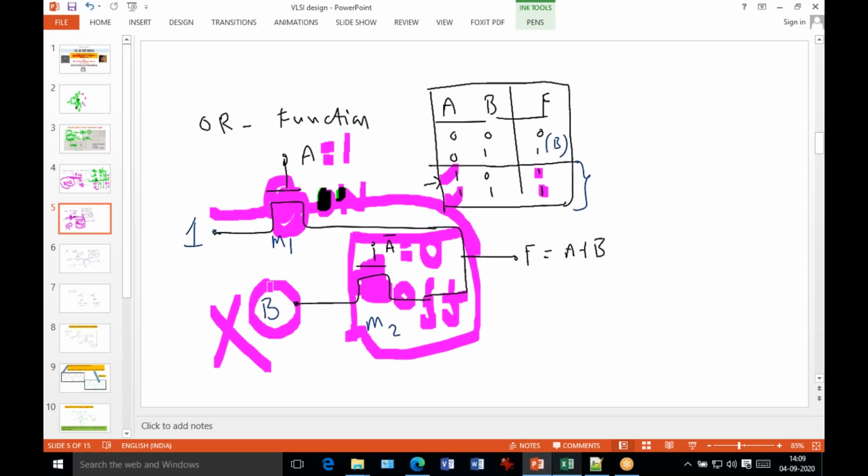Okay. So in all the cases, these two outputs you get 1, 1. So if you observe these two tables very carefully, this is the OR gate truth table.